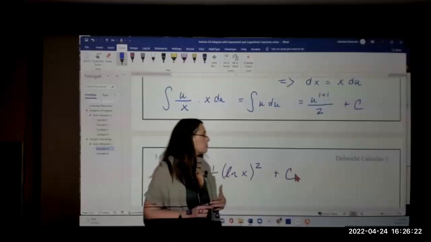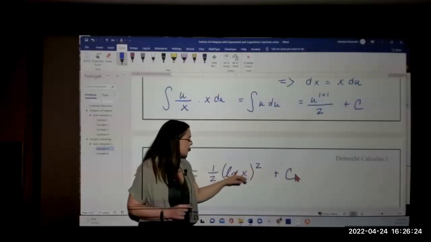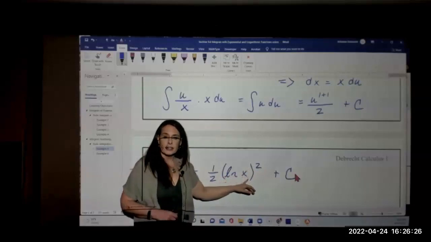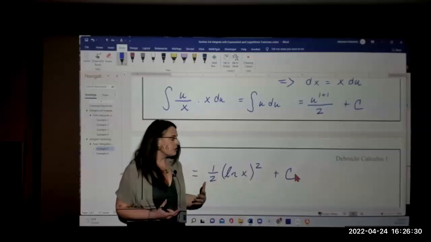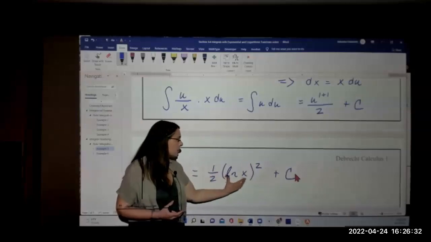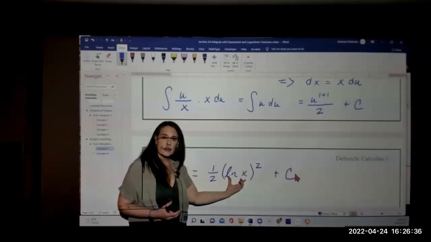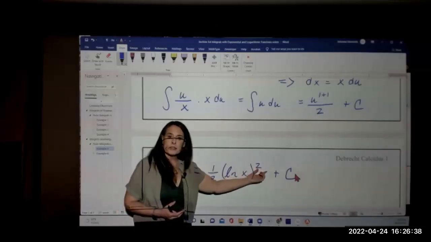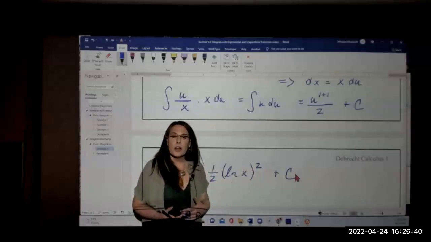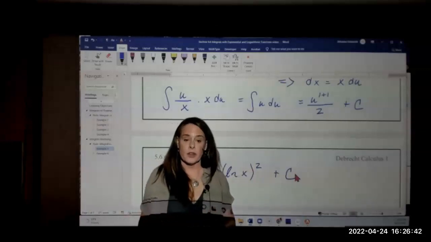Now, in some textbooks, you will see the 2 written between the natural log and the x, much like we do with trig functions. I prefer not to do that because I think it's clearer when you write it in parentheses that the natural log, the entire function itself, is being squared. We have natural log of x times natural log of x.